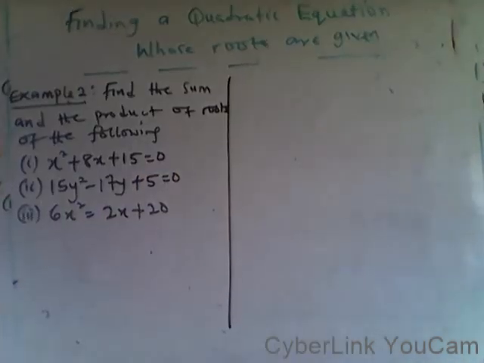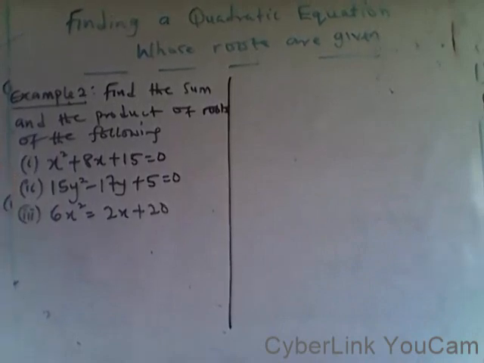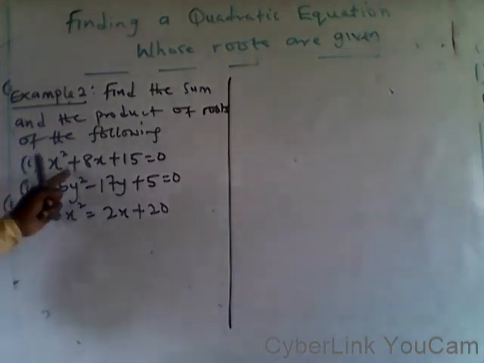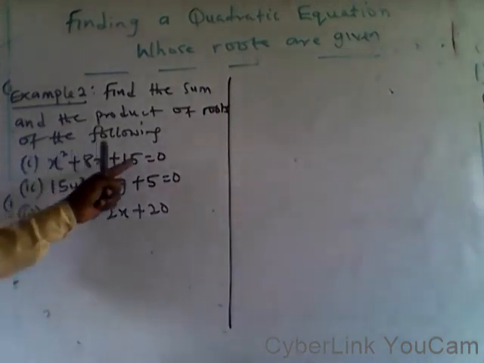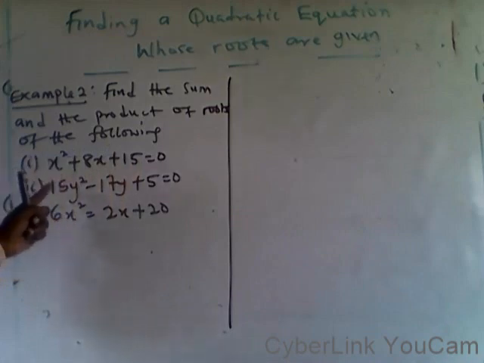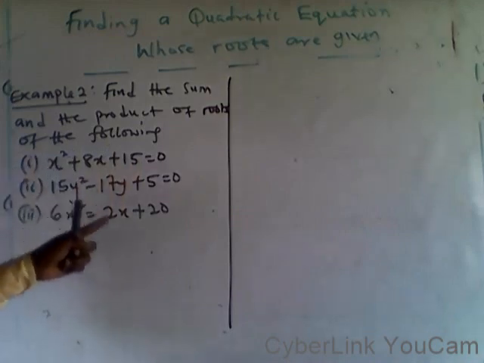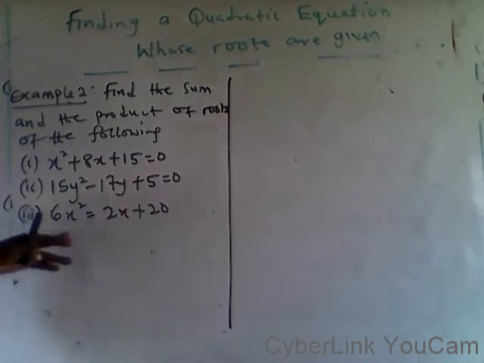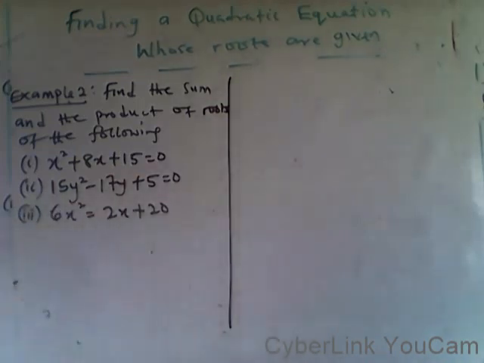Now, this is example 2. In example 2, you have to find the sum and the product of the roots of the following equations. Equation 1, you have x squared plus 8x plus 15 equals 0. Second one, you have 15y squared minus 17y plus 5 equals 0. And the third one, you have 6x squared equals 2x plus 20.